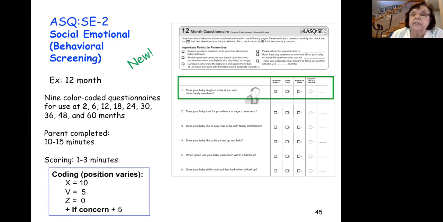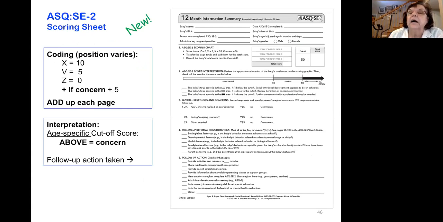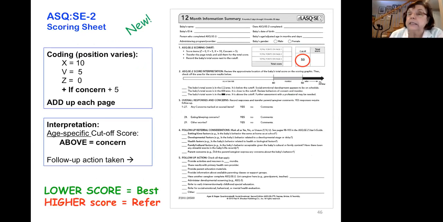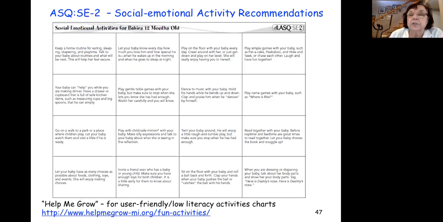And you'd put the points, add up each page, total it up. And this is a nice new thing, that it has all the score interpretation as well for the cutoff, so that you can mark it on the line. The cutoff for this age is 50. It's different for every age, so you need the age-specific questionnaire. Here the lower score is better, and the higher score is a referral, and they have similar activity sheets.